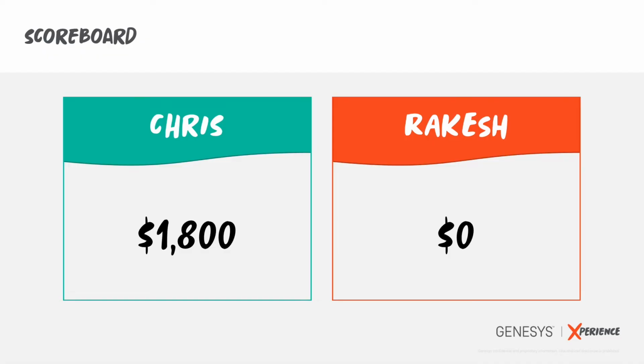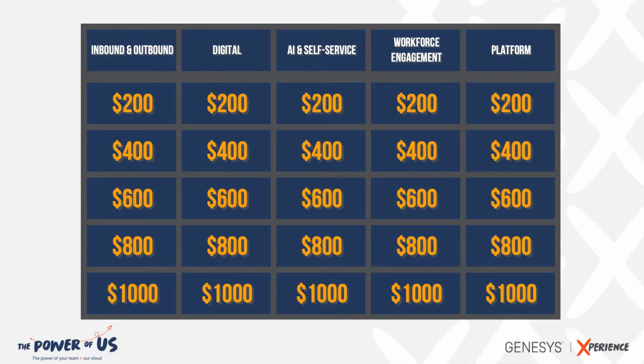So let's take a quick pause and check out our scoreboard. So Chris did pretty good the first half, really knows his stuff with inbound and outbound and AI. So Chris has 1,800 points, and Rakesh, unfortunately, you have 0, but we are only halfway through. So there's a comeback. I feel a comeback. But Chris, back to you. It's your turn. All right, let's try workforce engagement for 200.